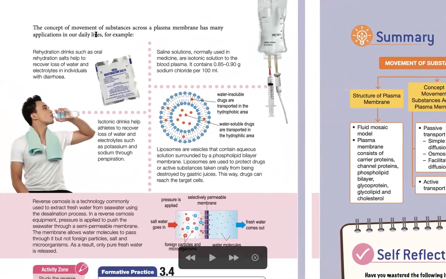Okay, the concept of movement of substance across plasma membrane has many applications in our daily life. For example, tengok, dehydration drinks such as oral rehydration salt will help to recover the loss of water and electrolyte in individual with diarrhea. Okay, diarrhea ni adalah suatu penyakit yang mana awak cerek-berek. Bila awak cerek-berek, awak mesti kurang air, betul tak? So that's why the doctor will give you ni oral rehydration salt. So apa? It will recover the water loss. Dia akan make sure awak punya air dalam badan okey.